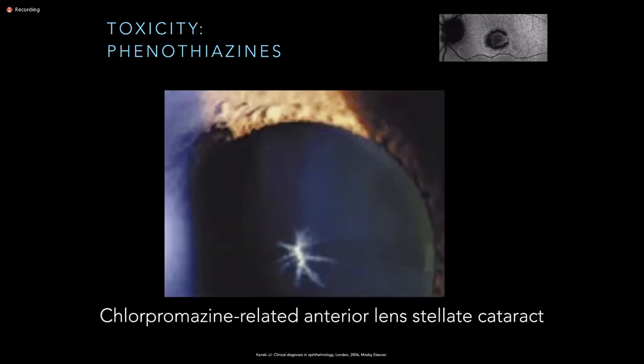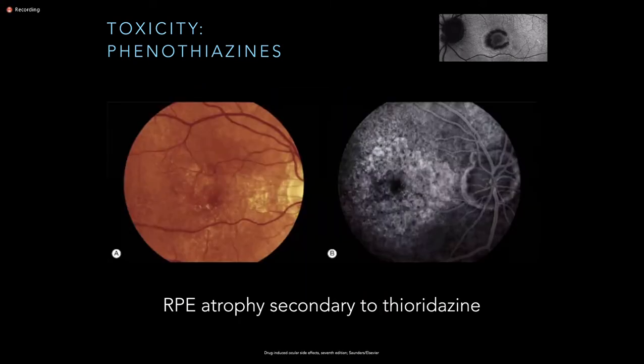Here's a picture showing a chlorpromazine-related anterior cataract. And here's a picture showing a fundus photograph and fluorescein angiogram showing RPE atrophy secondary to thioridazine. And so you get this sort of mottled RPE atrophic appearance in the right eye.